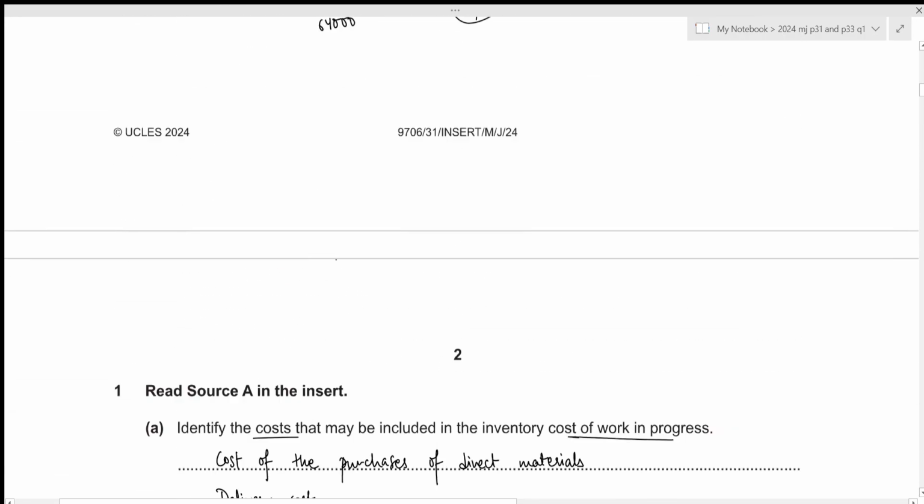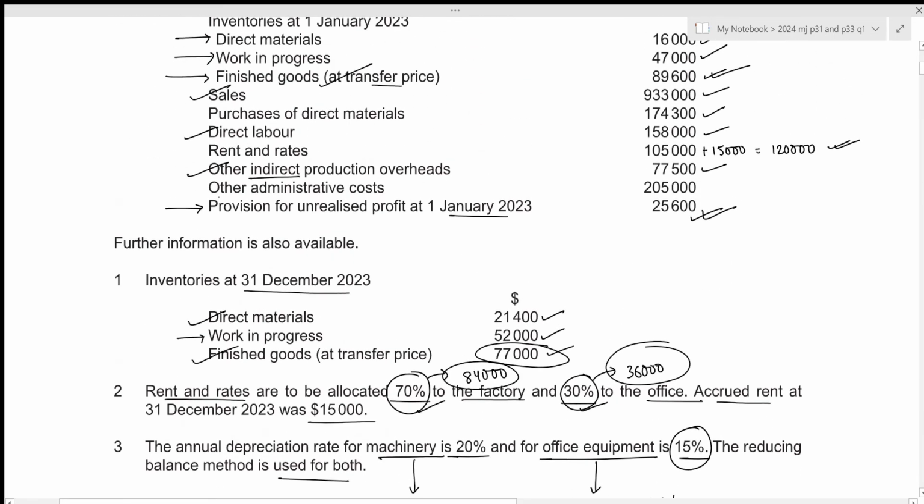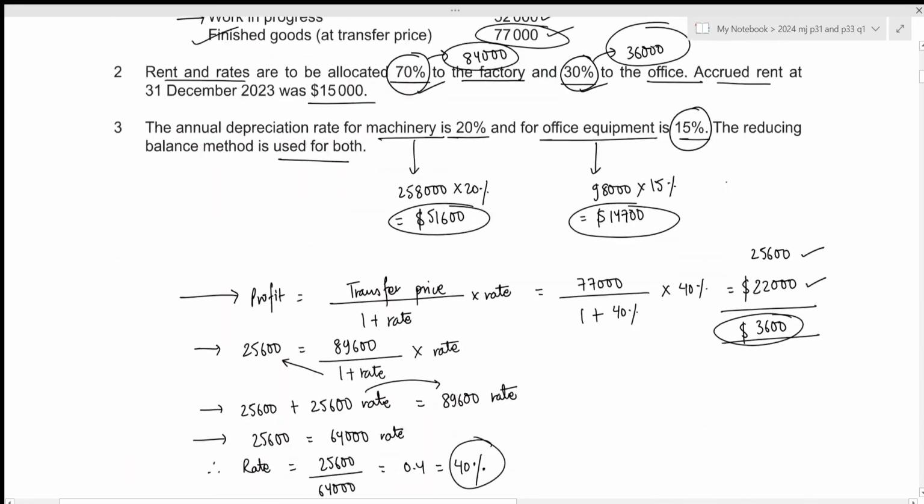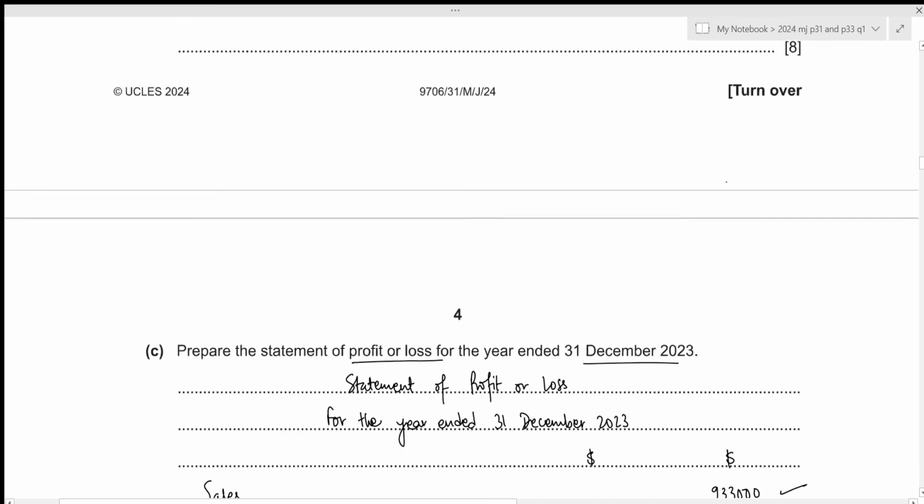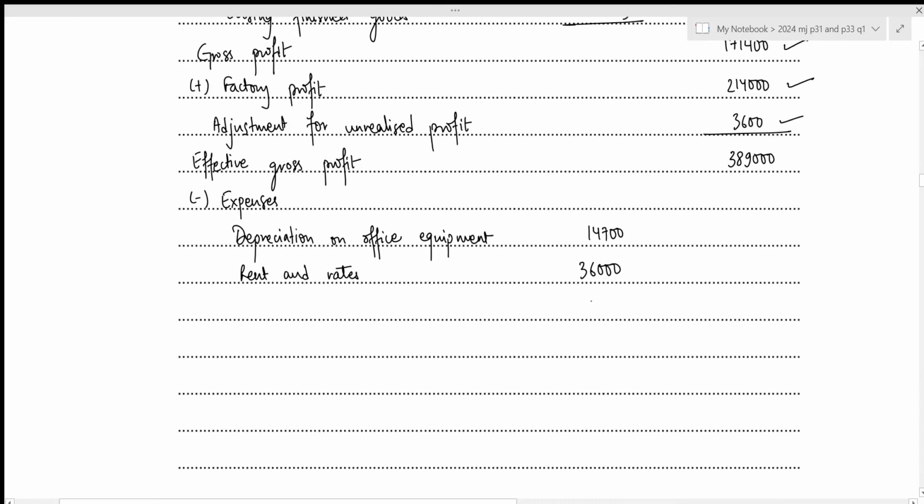And I think we have been given other administration costs as well, right here, other administrative costs with the value of 205,000. That should be all for the expenses. So we have 205,000 as other administrative costs. Let's get the total for our expenses. That will be 14,700 plus 36,000 plus 205,000, which results in 255,700. This we need to subtract. Then we get our profit for the year.